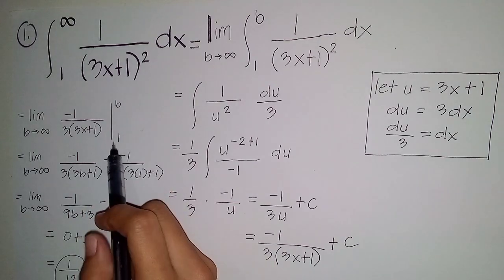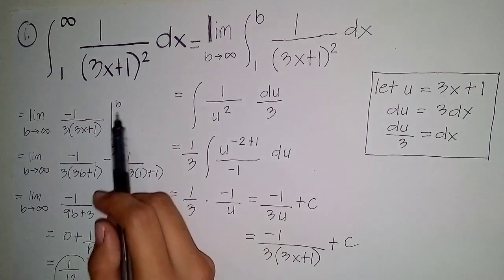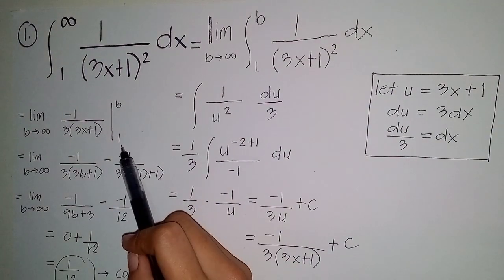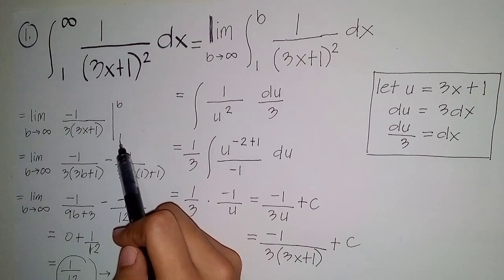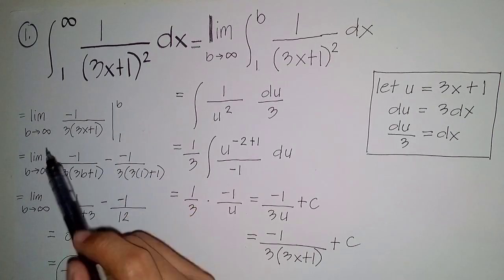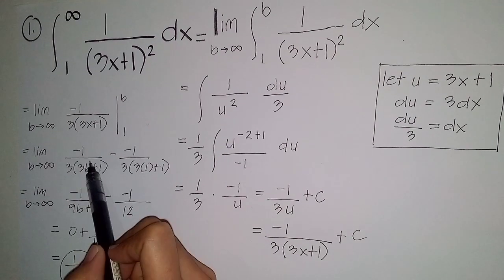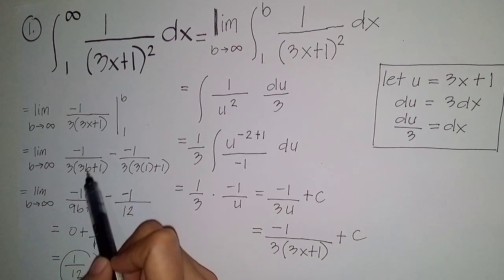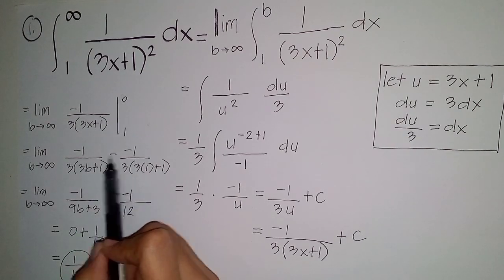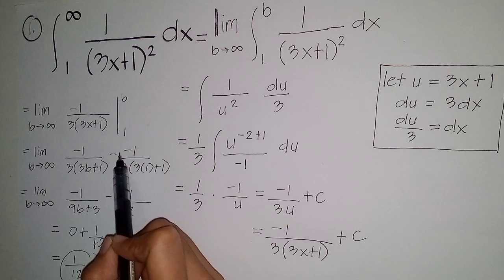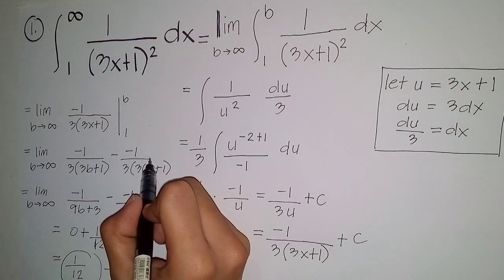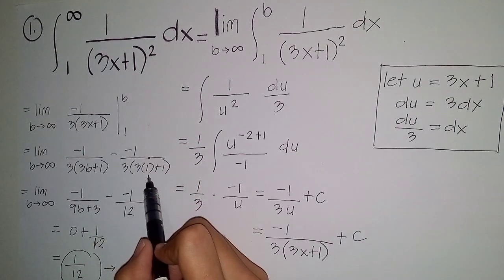And then let us evaluate from 1 to b. Since we have this 1 and b, let us evaluate this. This upper and lower limit will become the substitute for x. So -1 over 3, and then 3, our x is b, so 3b plus 1. Minus, same here, -1 over 3, the quantity of 3, our x is 1, so 3 times 1 plus 1.